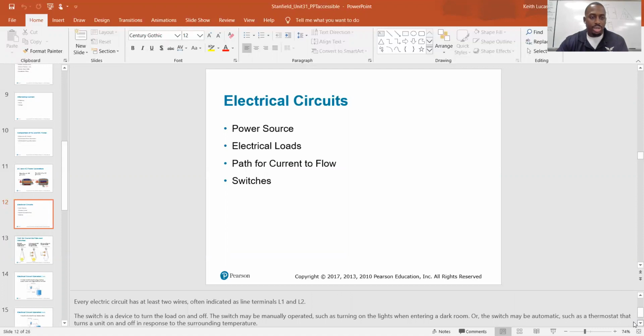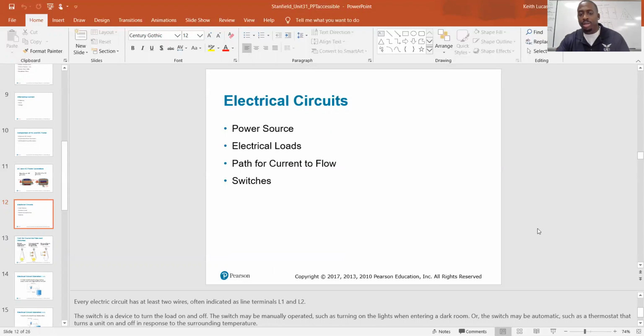So you got your source, you got your load, then every electric circuit has at least two wires, often indicated as line terminals, L1 and L2. So those wires are your conductors. You have to have a conductor as your path for current flow, that's your conductor.